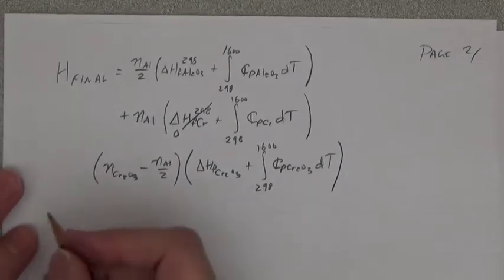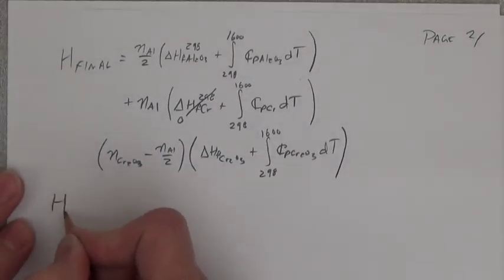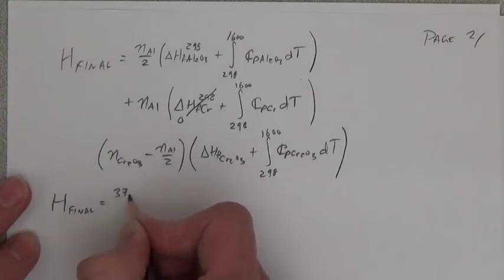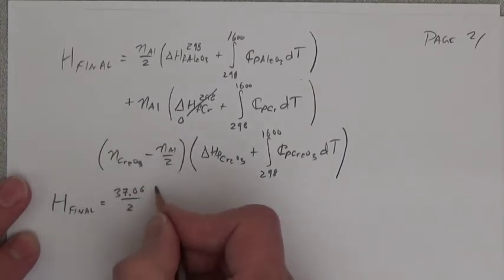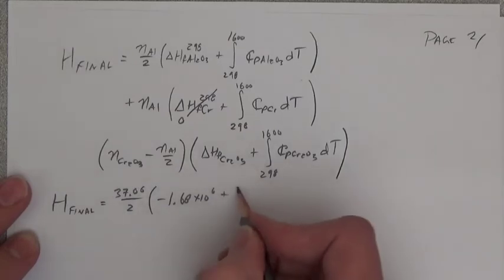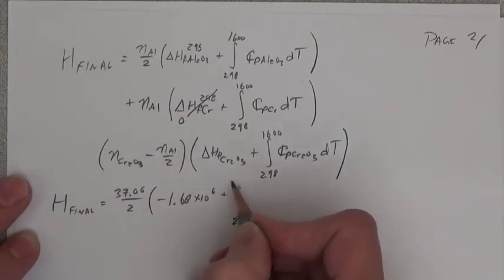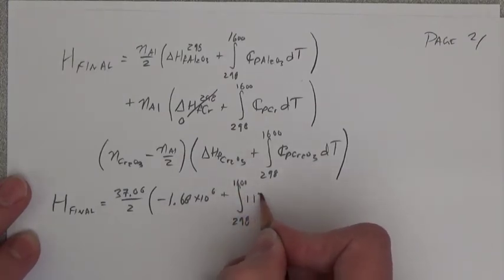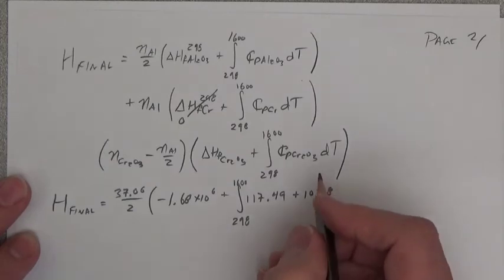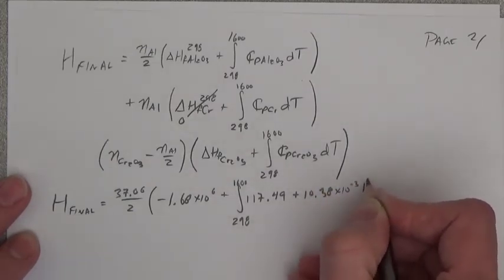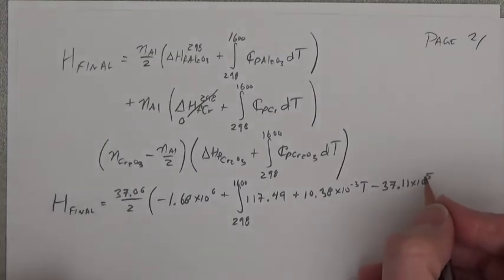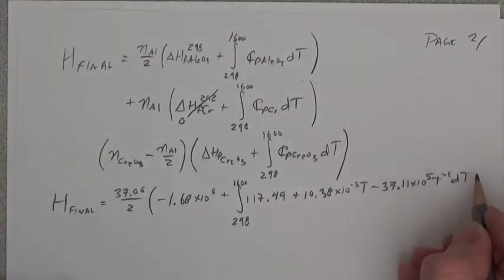Substituting in numbers, we get H final is equal to 37.06 divided by 2 times negative 1.68 times 10 to the 6 plus the integral 298 to 1600, 117.49 plus 10.38 times 10 to the minus 3 T minus 37.11 times 10 to the 5 T to the minus 2 dT.